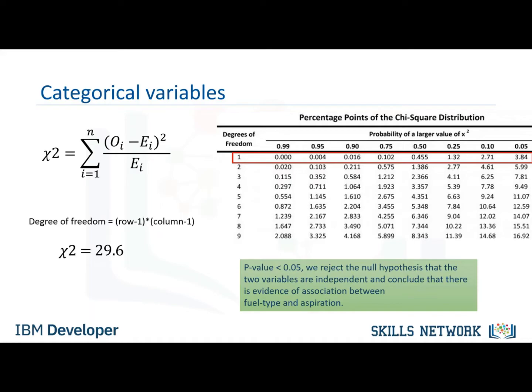Here we can see that 29.6 will fall in a p-value less than 0.05. Therefore, we can say the p-value is less than 0.05. Since the p-value is less than 0.05, we reject the null hypothesis that the two variables are independent, and therefore we conclude that there is an association between fuel type and aspiration.